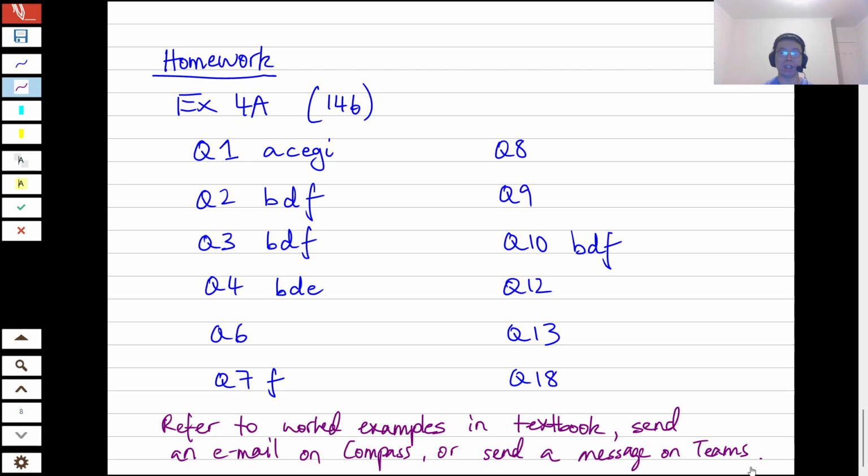So I am assigning quite a few questions, and I would like you to try to have these all finished by class next Monday. If you need help, please remember that help is available by sending me a message on Compass or on Teams, and I also expect that you are reading the textbook to fill in any gaps that you might have in your knowledge. So the worked examples are there as well, but if you need help, please do reach out.